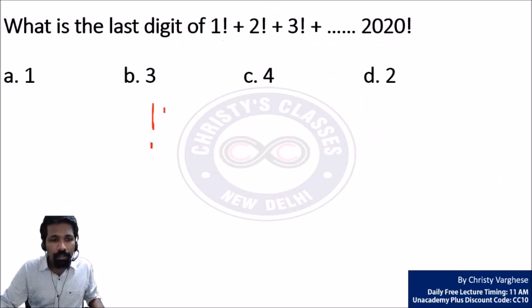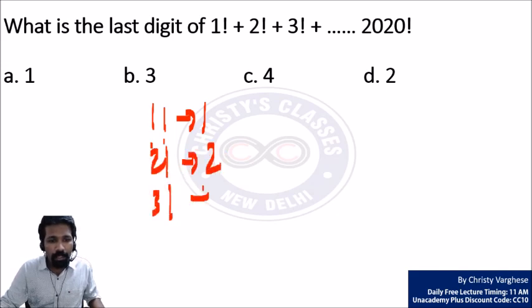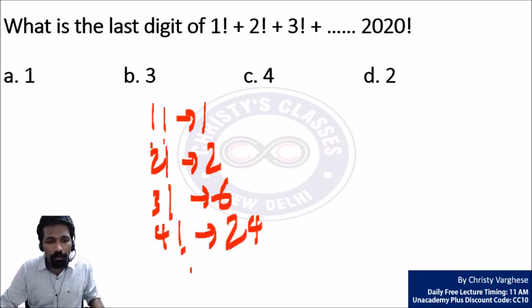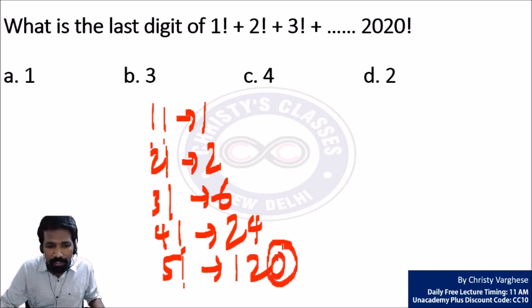1 factorial is what? It is 1 now. 2 factorial is 2 into 1, 2. 3 factorial is 3 into 2 into 1, 6. 4 factorial is 4 into 3 into 2 into 1, 24. 5 factorial is 5 into 4 into 3 into 2 into 1, 120. That means 5 factorial ends in 0. Factorial property, you know, n factorial is n into n minus 1 factorial.